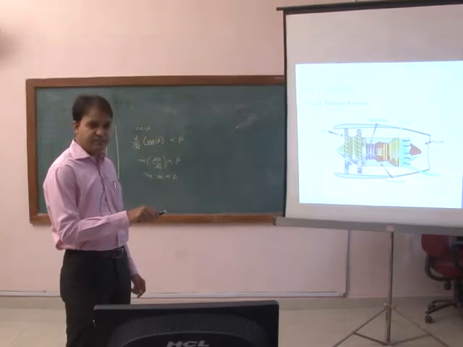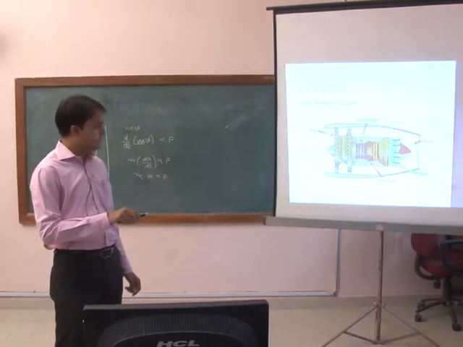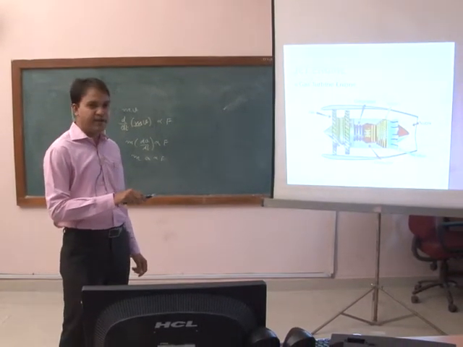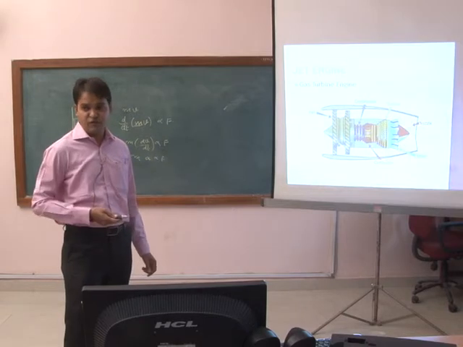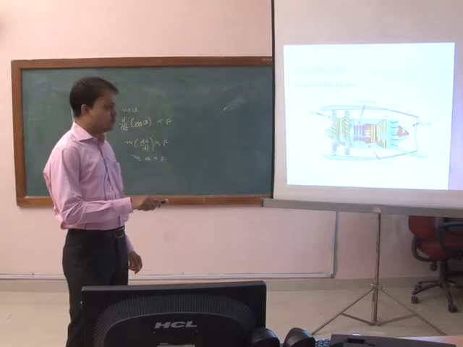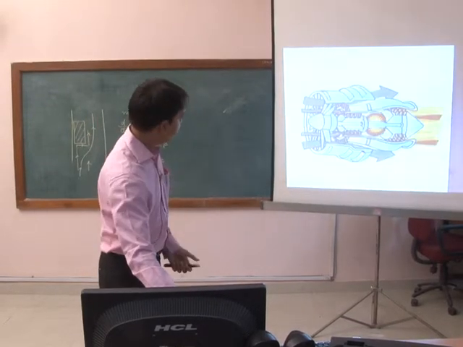Then there is a combustion chamber where combustion takes place. Pressure and temperature will increase. The high pressure, high temperature gas will expand into the turbine, which will run the compressor, and then finally it will expand through the nozzle. As we all know, the function of the nozzle is to increase the velocity at the cost of pressure. After passing through this nozzle, high velocity air will come out that will create thrust in the forward direction.